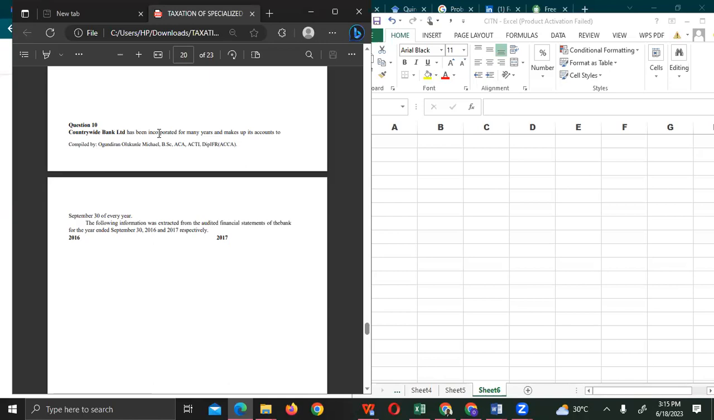Countrywide Bank Limited has been incorporated for many years and makes up its accounts to 30th September of every year. The following information was extracted from the audited financial statement of the bank for the years ended September 30th, 2016 and 2017, respectively.